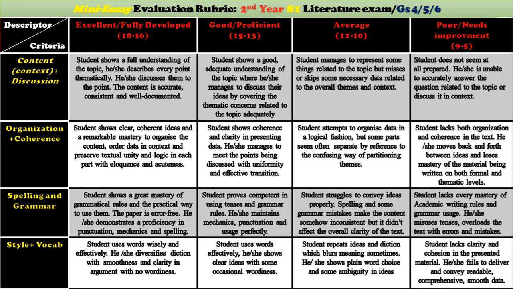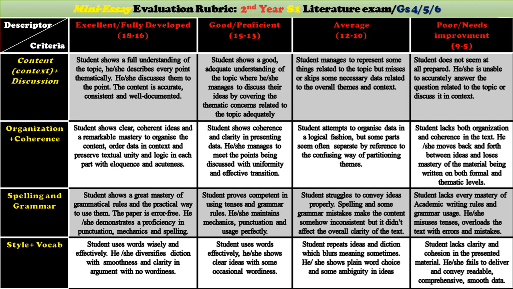Your mini essay evaluation rubric looks like this. As you can see, this table represents certain descriptors, which are characteristics describing and ranking your level from excellent to poor, and with them a number of criteria are chosen to meet your novice style and way of writing. The grading scale ranges from 18 to 5. For example, an excellent essay would show a full understanding of the topic, where the student describes every point thematically and accurately.